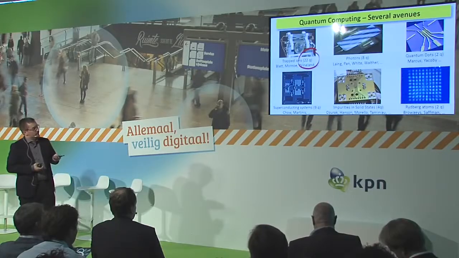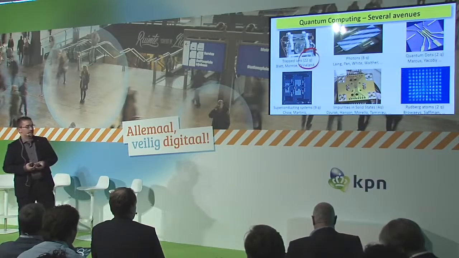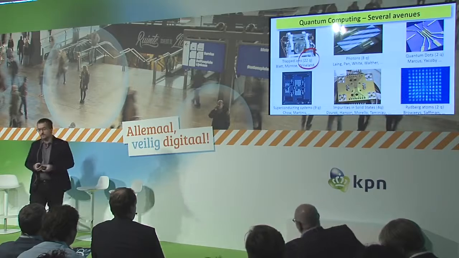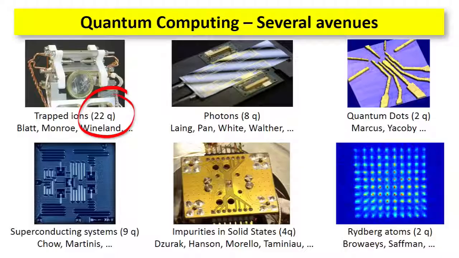And one interesting candidate, with respect to scalability, is Rydberg atoms. A Rydberg atom is just an atom. What you do is you purposely excite it in such a way that the electron is so far away from the core that you can almost think the electron is gone, but then the electron is swishing around your core. It's a little bit like a magnet.